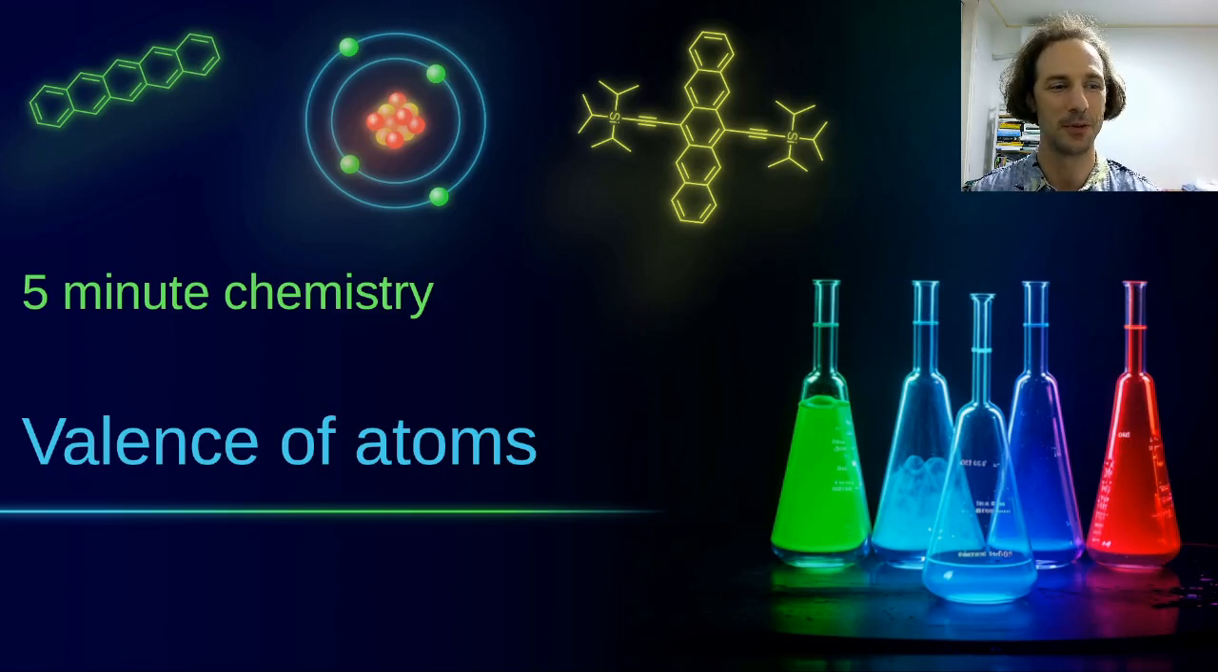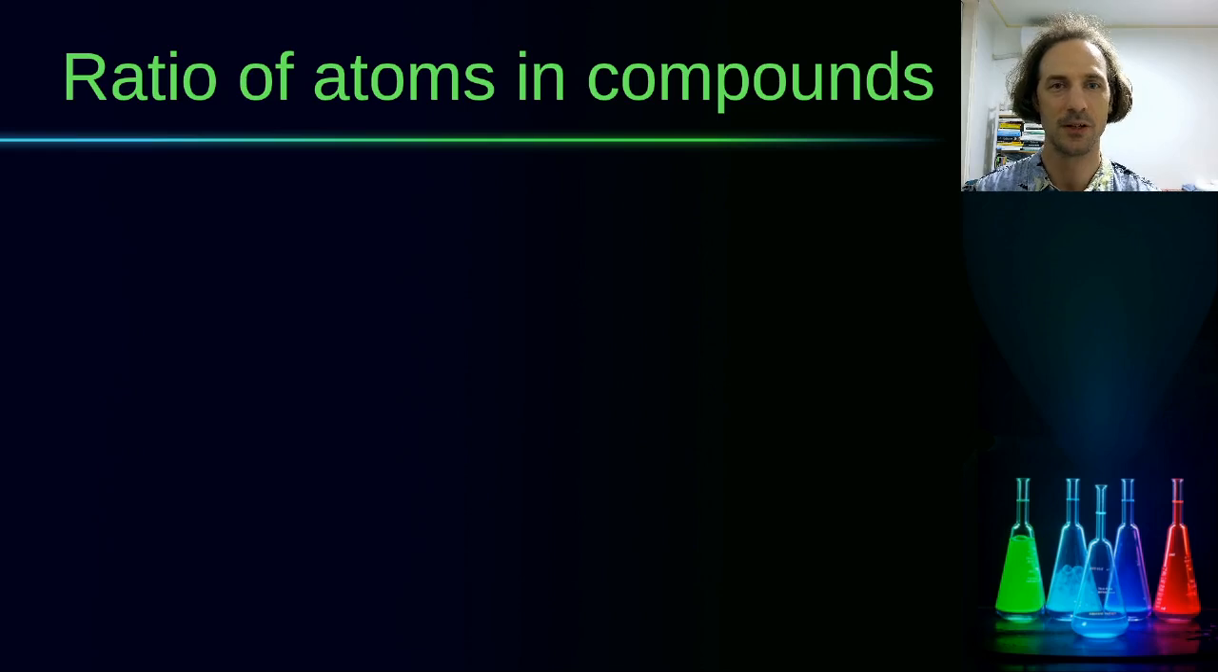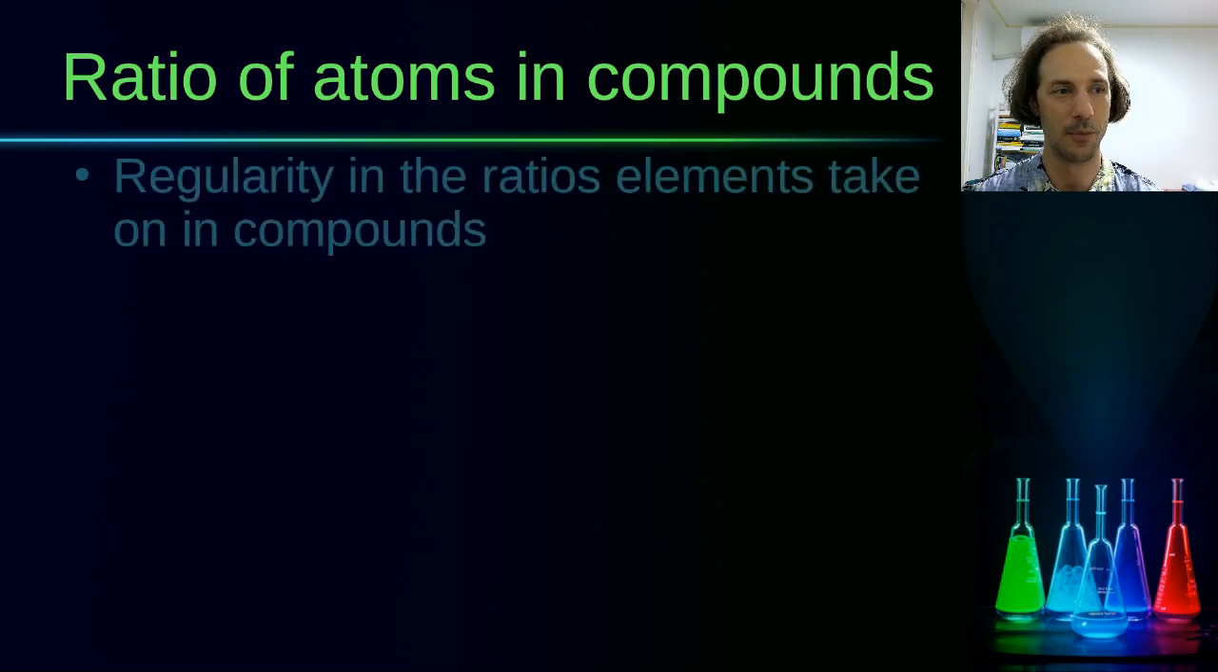Today we are going to be talking about the concept of valence and how it is related to the different atoms. So in compounds, we already observed it, and it is part of Dalton's atomic theory that compounds are made up of atoms of different elements, and the ratio of the atoms of these different elements can be described in some kind of a simple fraction with whole numbers.